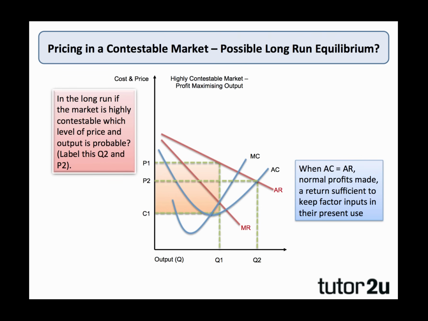So what are we saying here? We're saying that in a contestable market, the price and output you might get will be somewhere between the profit maximizing output shown here and the normal profit equilibrium shown there. There's no one single price and output combination. Firms don't necessarily have to maximize profit in a contestable market.